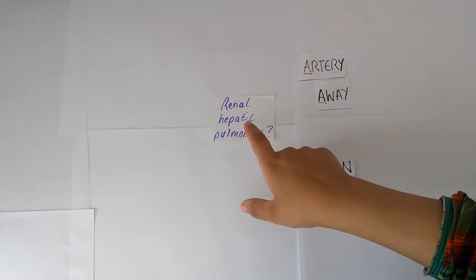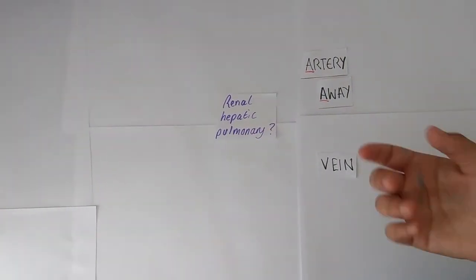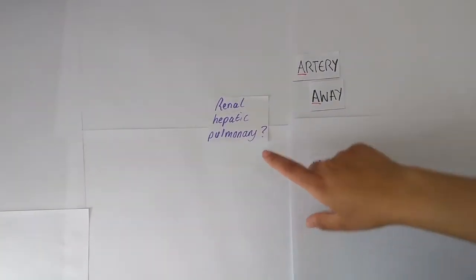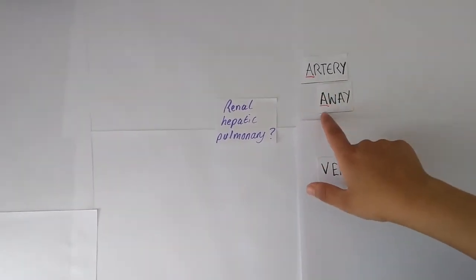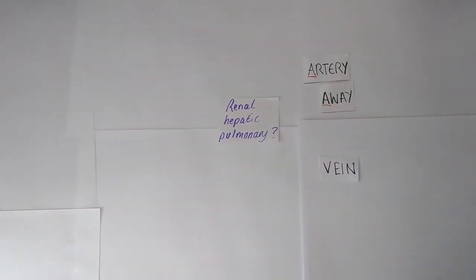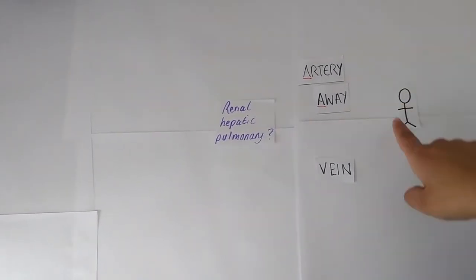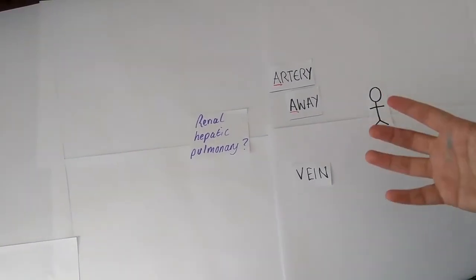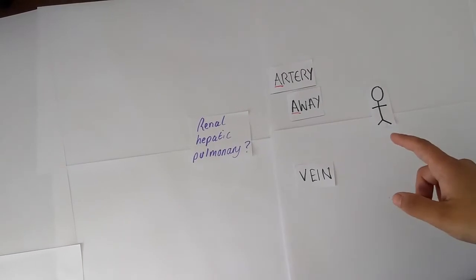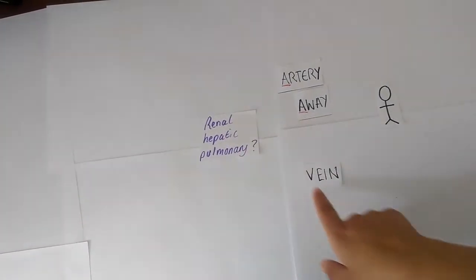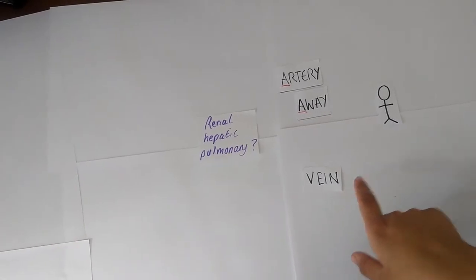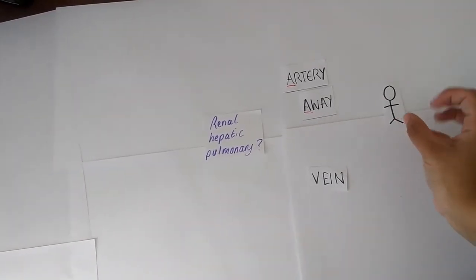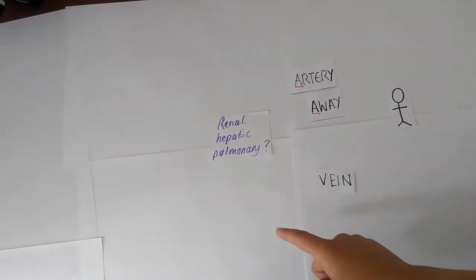So renal means kidney, and a renal artery means oxygenated blood is carried away from the heart, and it goes all the way to the kidneys to transport oxygen and nutrients. And that means a renal vein carries deoxygenated blood back to the heart. So it gets all the wastes and transports it back to the heart.